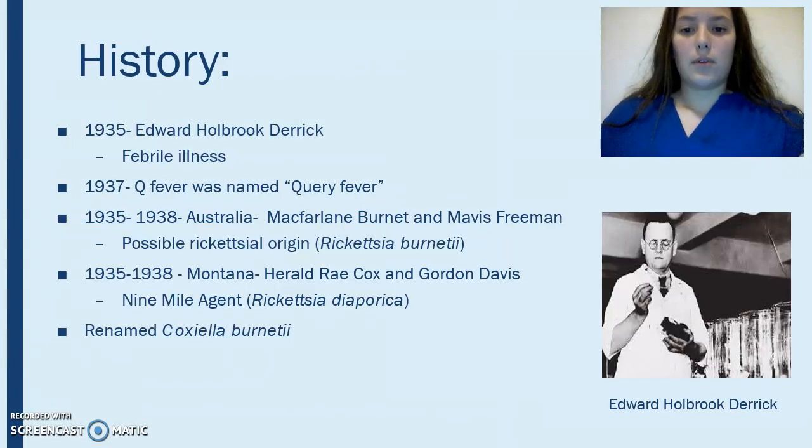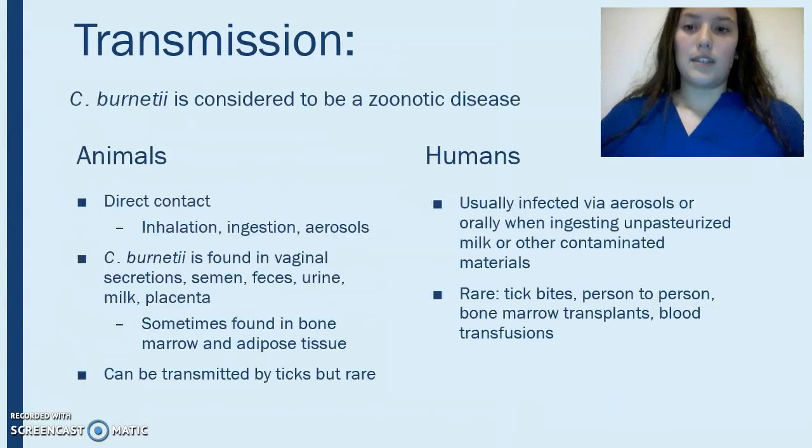So while they were working in the lab with the 9-mile agent, a lab assistant of theirs got infected, and that's how they were able to link the 9-mile agent and the Australian Q fever together and realized that it was the same thing. So then a man named Phillips came in and said that it didn't really fit into the Rickettsia genus because of its genome. It had a lot of distinct differences, so they decided to put it in a new genus, which they named Coxiella burnetii after the two groups that studied it.